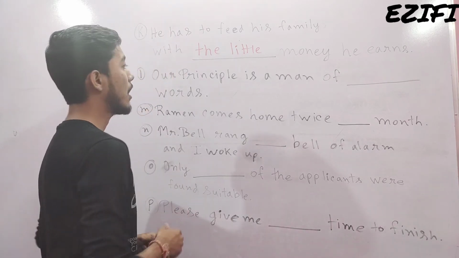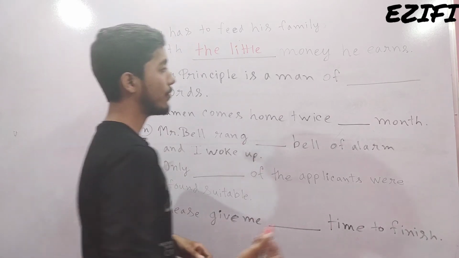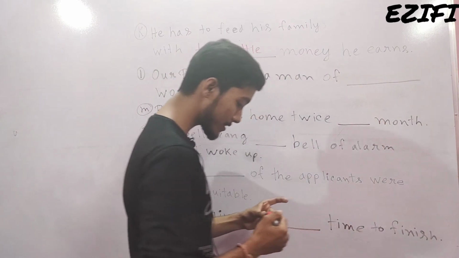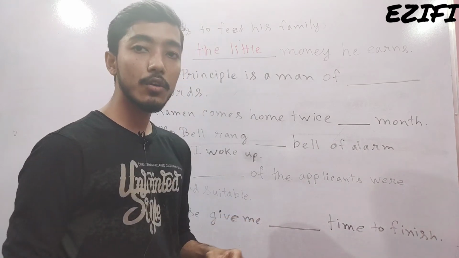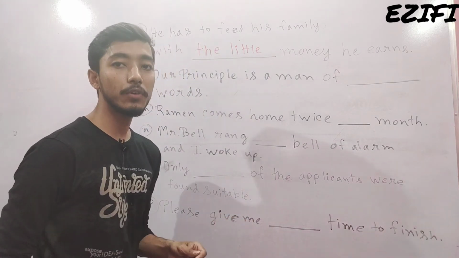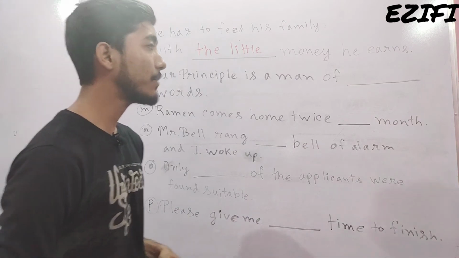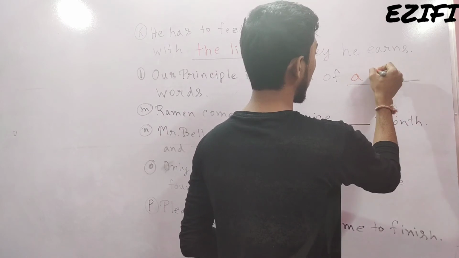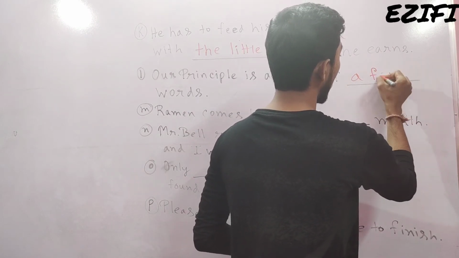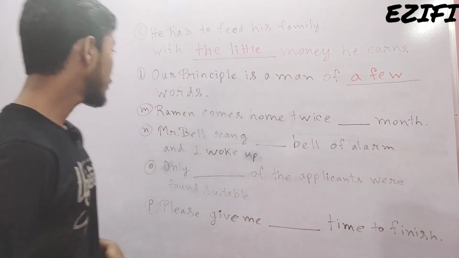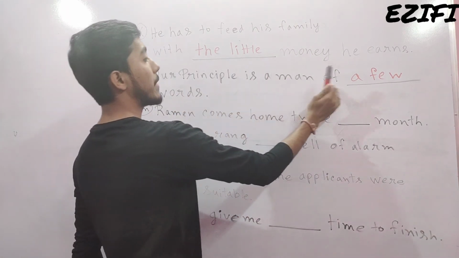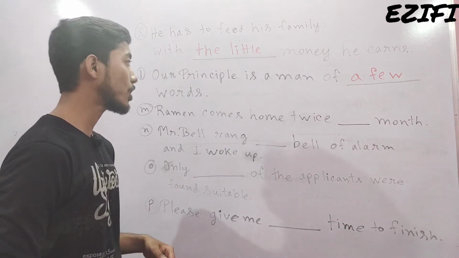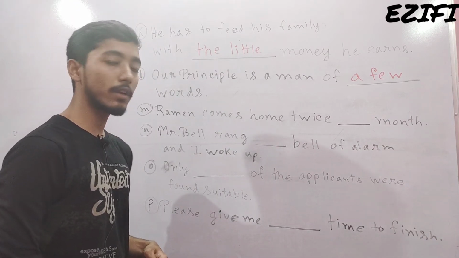Next question. Our principal is a man of dash words. If you are thinking of the answer few, that is wrong, because few is used in the negative sense. So if we write few, we are saying that the principal doesn't talk at all. So we have to write a few. The sentence will be, our principal is a man of a few words, which means that the principal talks very little or only whenever necessary.